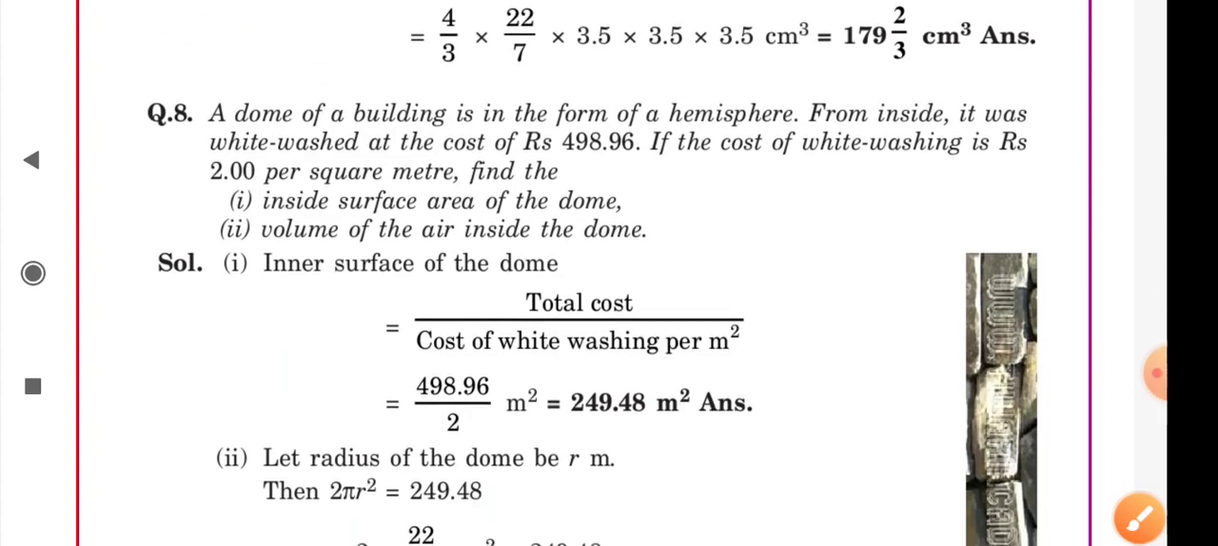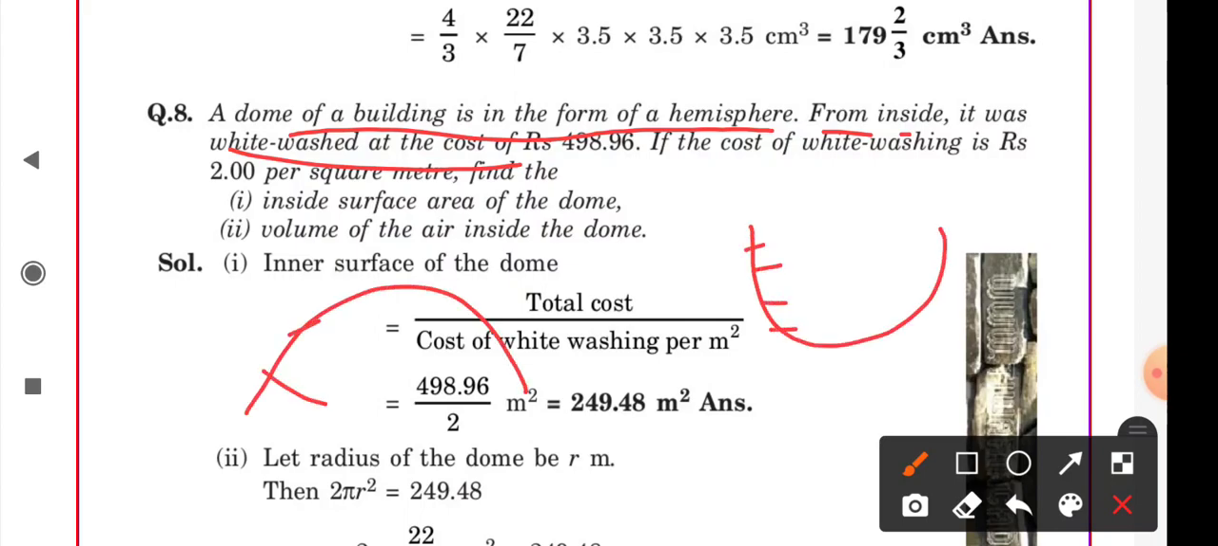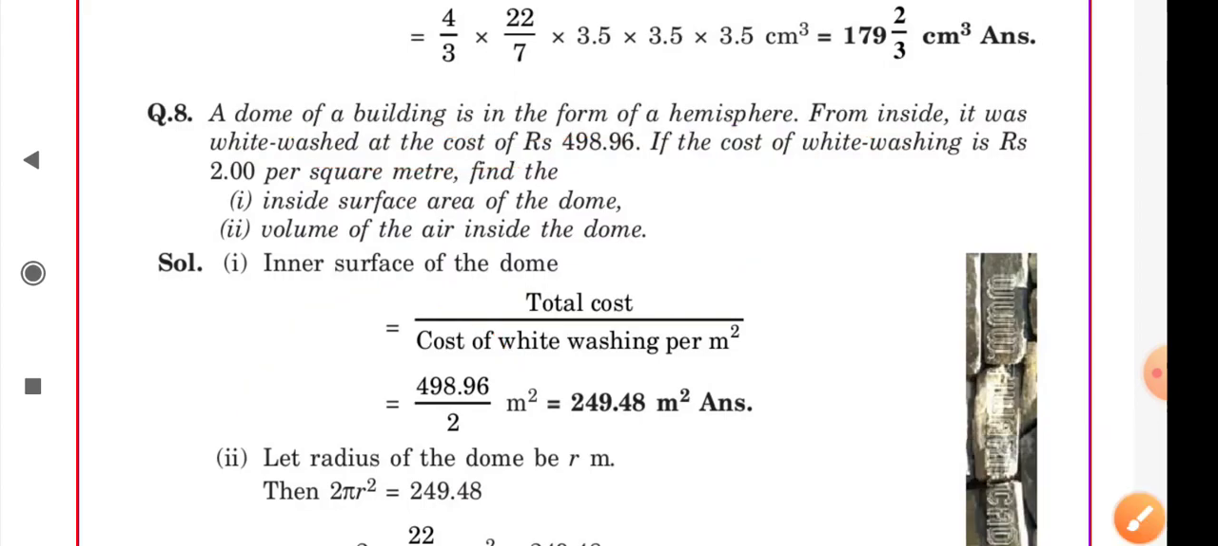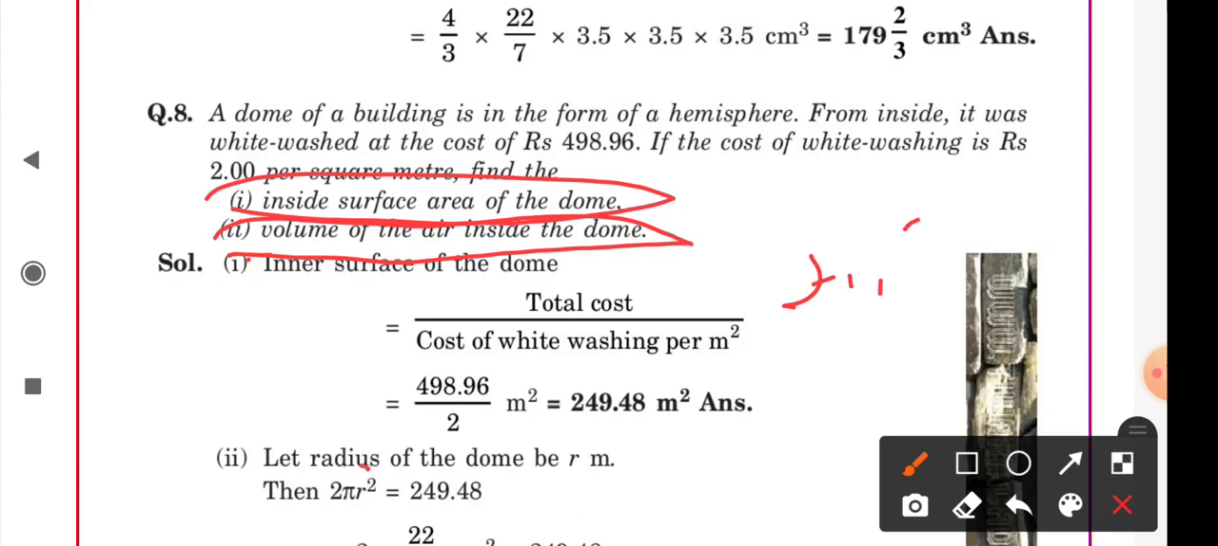Now the next question. In the next question, you can see that you have to find out that the dome of the building in the form of a hemisphere from inside was whitewashed. That means you have to whitewash a hemispherical dome like that inside. So you have to find out the surface area for painting and the volume of air inside. So you have to find out the volume. The inside surface area, how much will it be? 2 pi r square, which is this much.